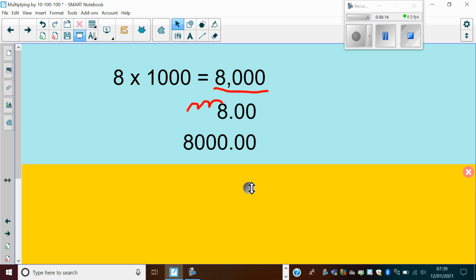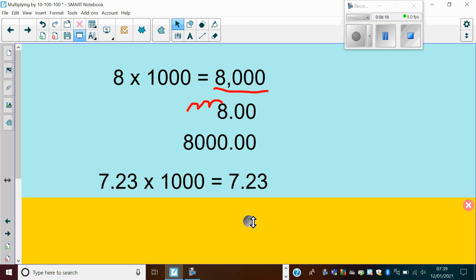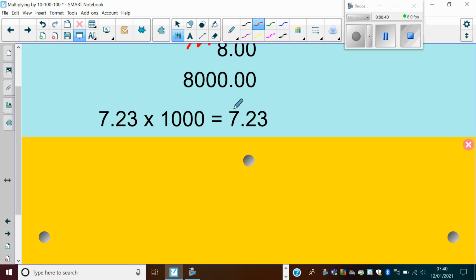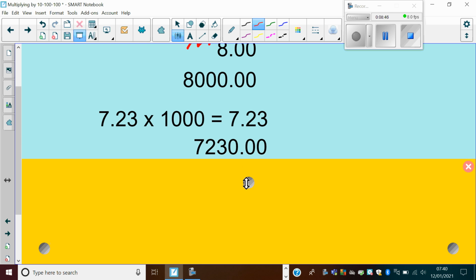I think I've got one more here for you. This yellow is a bit bright first thing in the morning, isn't it? So 7.23 times 1,000. To calculate my answer, I'm going to put a decimal point directly below the decimal point here, and I'm going to move my 7. How many zeros have I got? 3 zeros. Move the 7 3 times to the left. 1, 2, 3. And all the other numbers follow. 1, 2, 3 to the left.